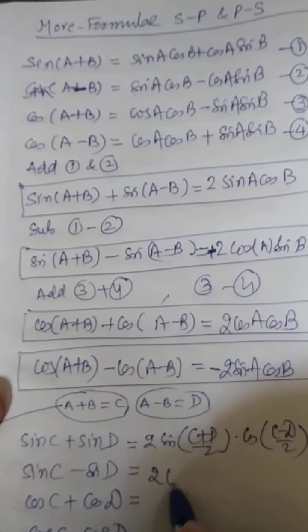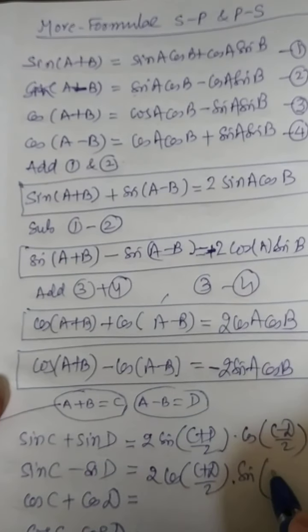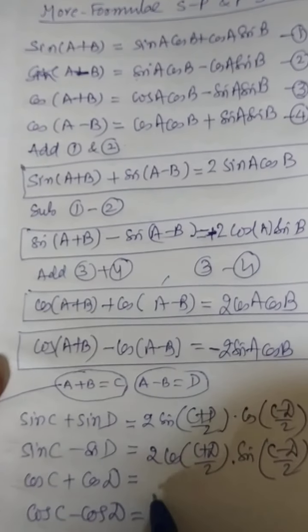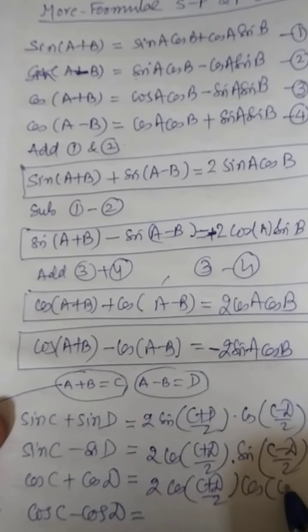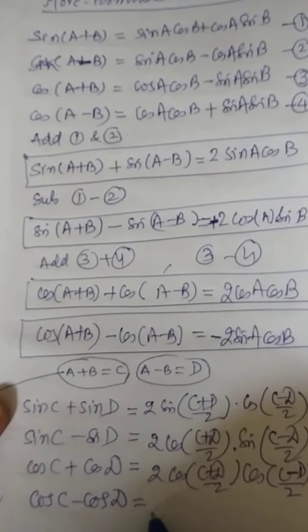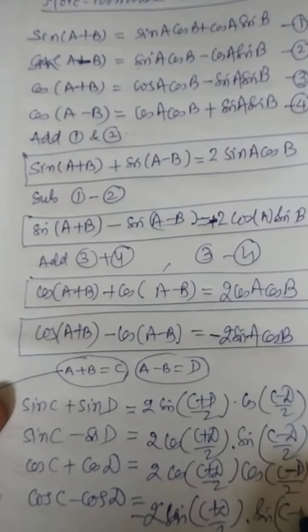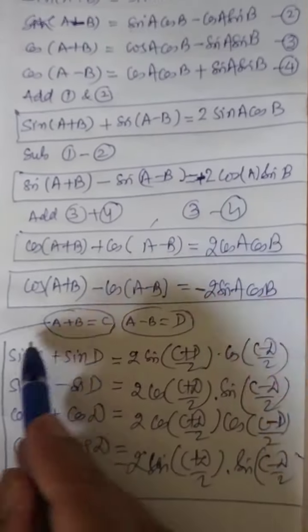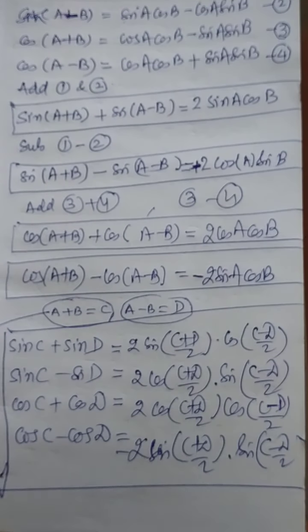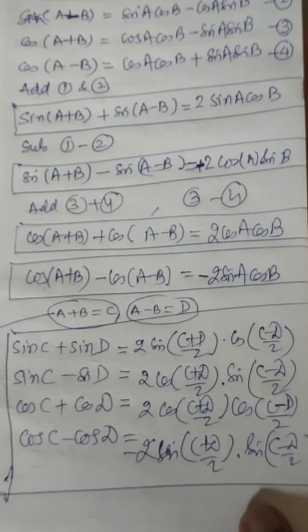Over here 2 cos (c plus d) by 2, here sin (c minus d) by 2. Next 2 cos (c plus d) by 2, over here again cos (c minus d) by 2. Last one, minus 2 sin (c plus d) by 2 into sin (c minus d) by 2. So you are getting again 4 more remarks. All these remarks are very important. We don't know when or how we can use these remarks.